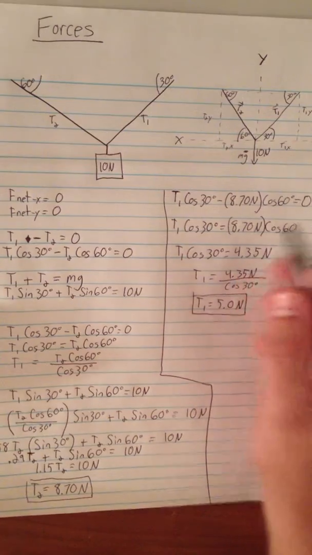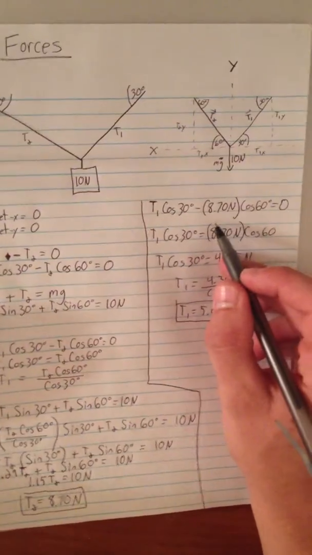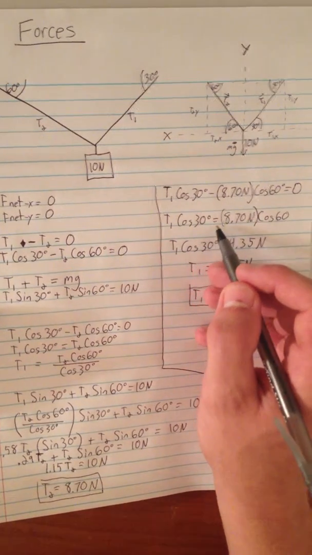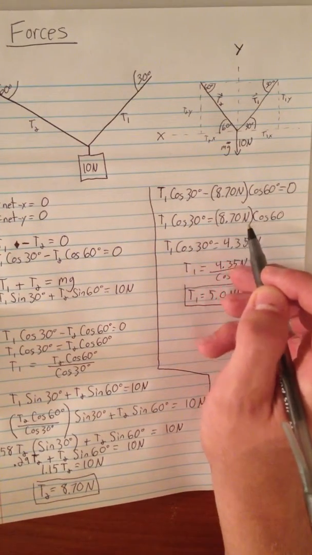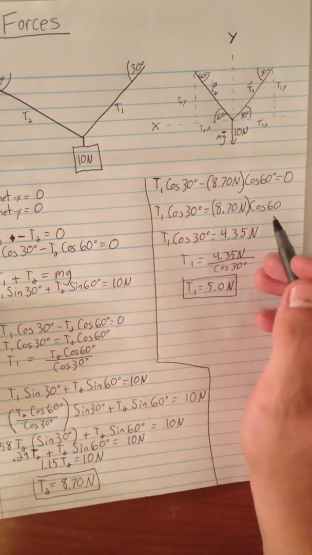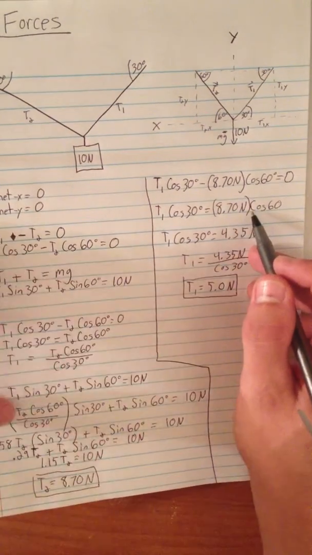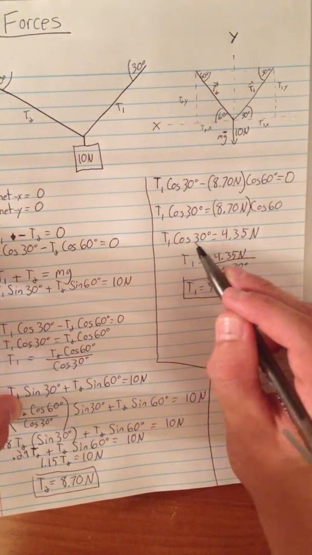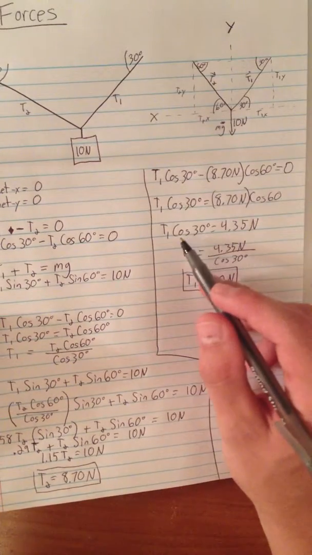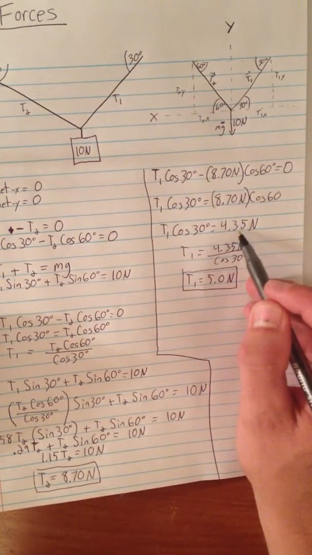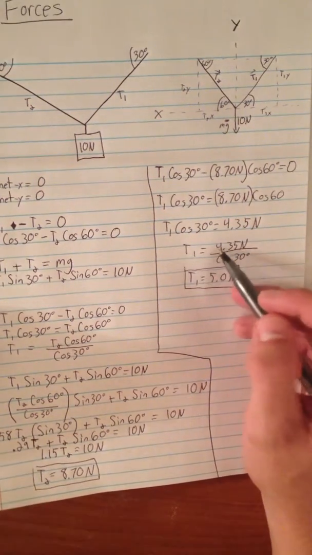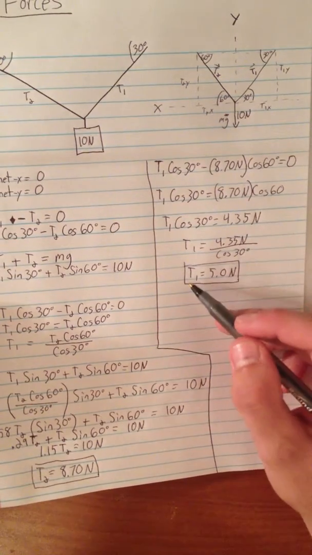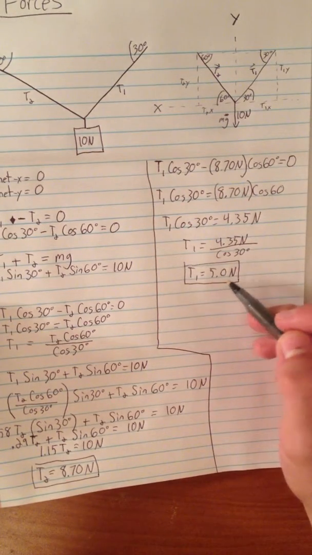Okay, now we're just going to move this all the way to the other side of the equation, like we did the first time. So we're going to end up with T1 cosine of 30 equals 8.7 newtons times the cosine of 60. Now multiply these together and you end up with 4.35 newtons equals T1 cosine of 30. Now put this cosine of 30 under the 4.35 newtons, and you end up with T1 equals 4.35 newtons over the cosine of 30. After you divide this, you end up with T1 equals 5.0 newtons.